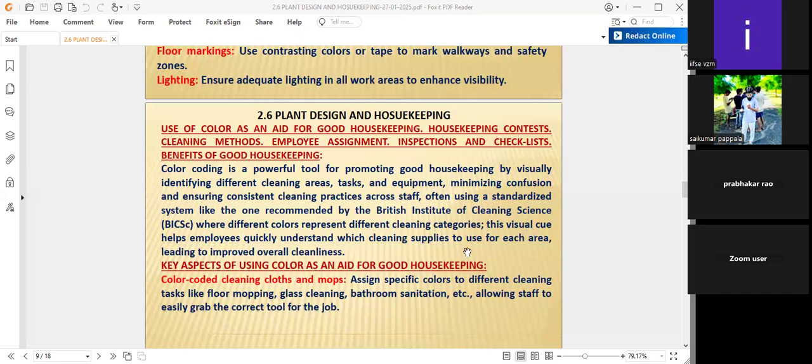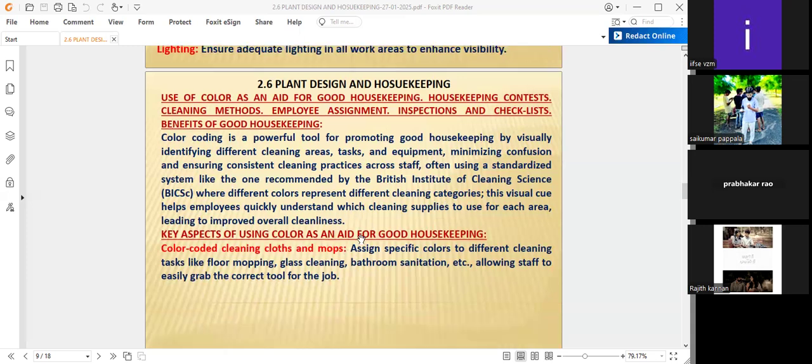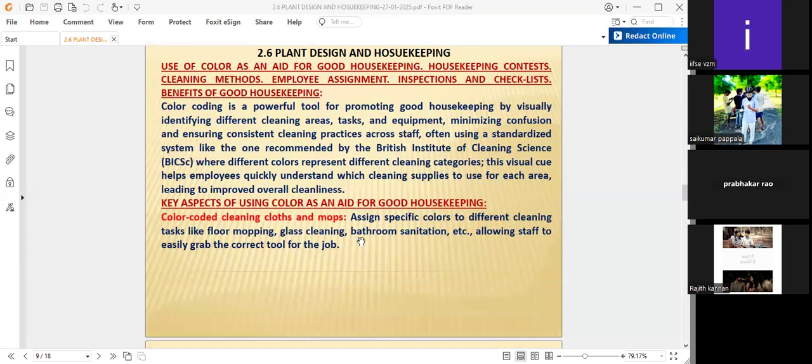This visual cue helps employees quickly understand which cleaning supplies to use for which area, leading to overall cleanliness. Because we have to see that the cleaning cloths and mop sticks are used properly as per the standards. But normally some industries follow only pipeline color coding, while cleaning practices with color coding are not followed in most industries.